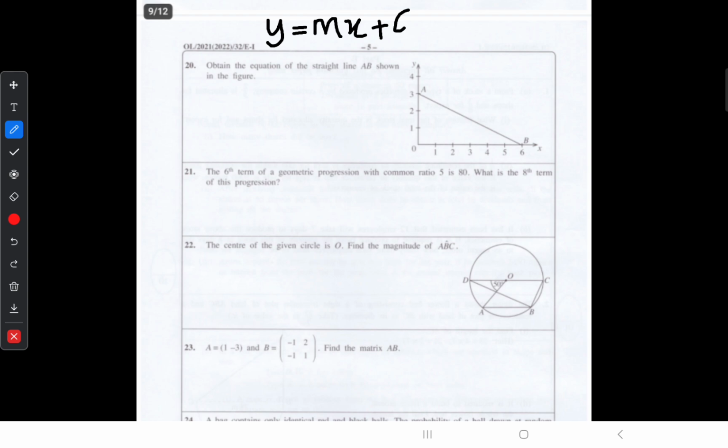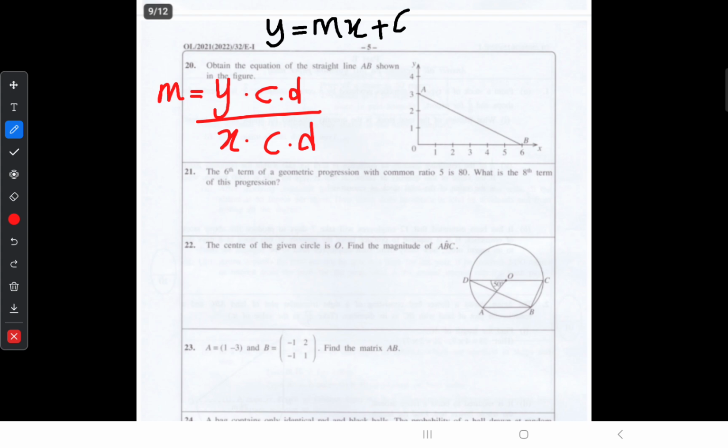To find the gradient, you need at least two coordinates. Now I'll write the formula for gradient. Gradient equals to y coordinate difference upon x coordinate difference. What are our y coordinates? What are our x coordinates?